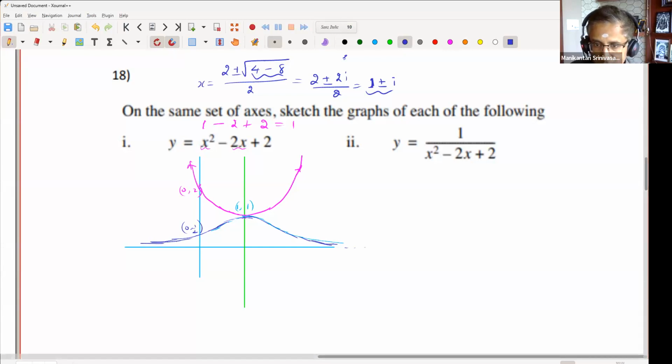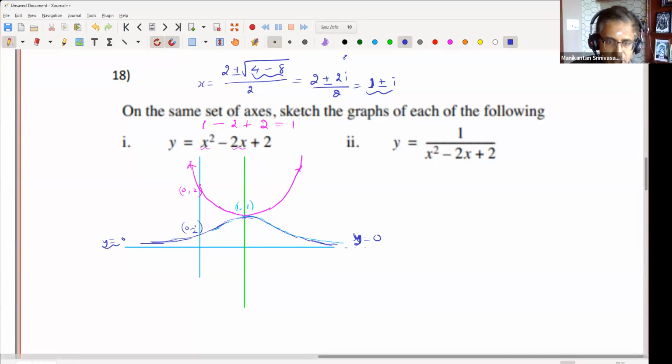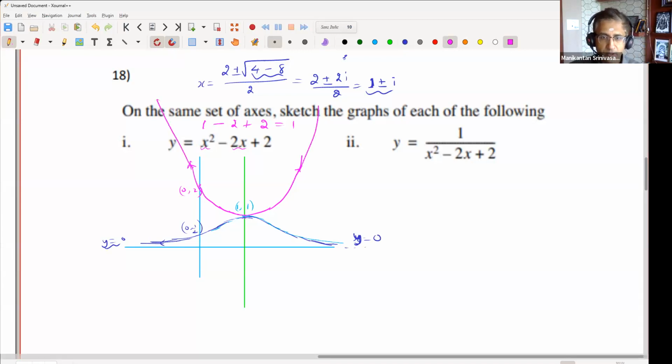So you can just say this is an asymptote, y equal to 0. Namely, the x-axis is the horizontal asymptote, y equal to 0 on either side. Whereas the pink one will go to infinity. As this goes to infinity, the reciprocal will go down to 0.